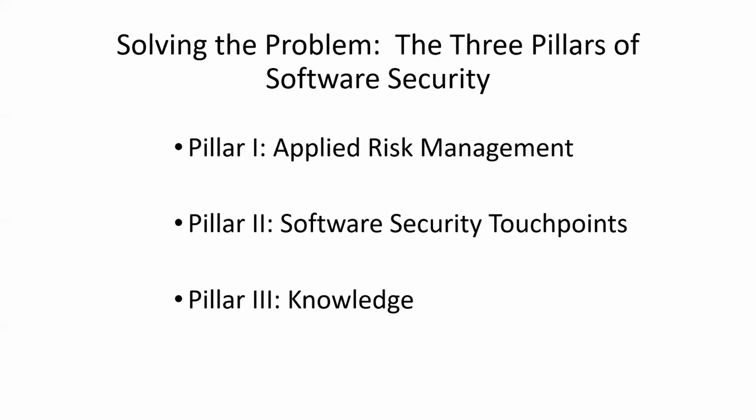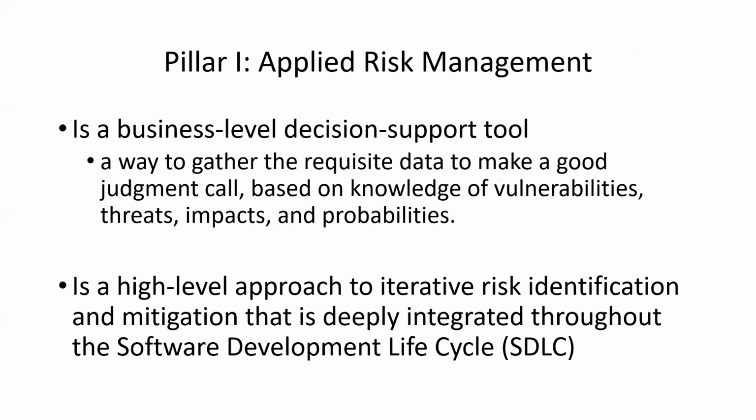There are certain textbooks that define 3 pillars of software security. They are applied risk management, software security touch points, and knowledge. So we'll go over those 3 right now. Applied risk, okay. A lot of the business people talk about risk and managing risk. It can be a business level decision based on what is the cost of a problem and what is the risk of it. Should you ignore it or not?